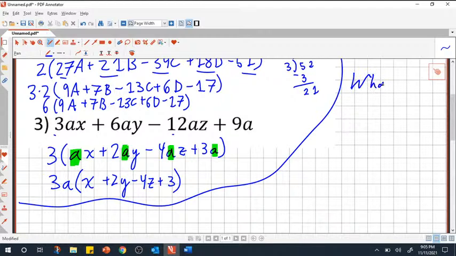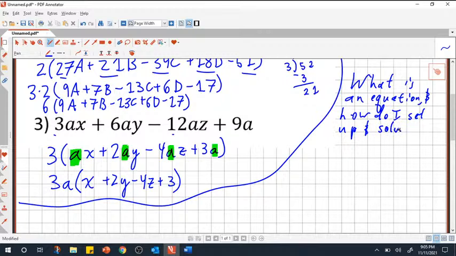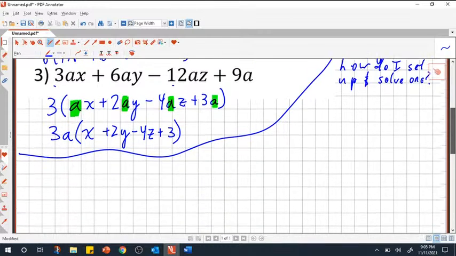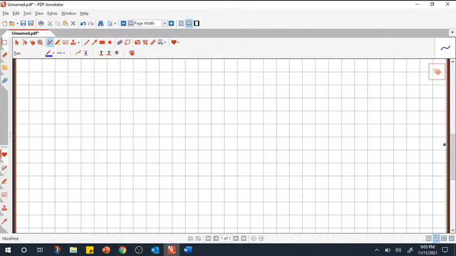So our essential question today is, what is an equation and how do I set up and solve one? Well, let's find out. So underneath your warm-up, got a pencil? Perfect. We're going to do equations introduction.